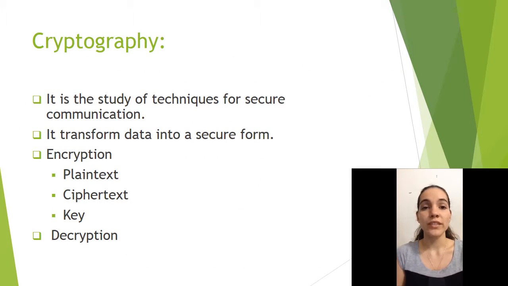Cryptography is the study of techniques for secure communication. It transforms data into a secure form. It uses encryption, which is the process of transforming plain text into ciphertext using a key algorithm. Plain text is the original information before it is encrypted. Ciphertext is the obtained text after the encryption process. And a key is a mathematical value entered into the algorithm in order to produce the ciphertext.